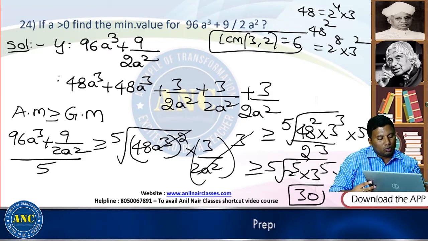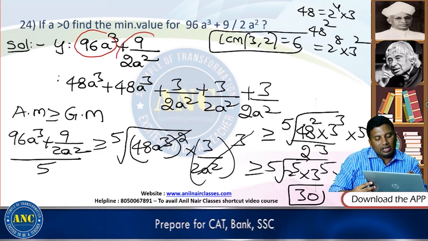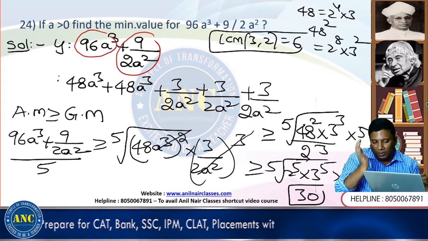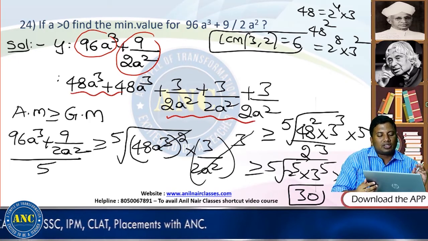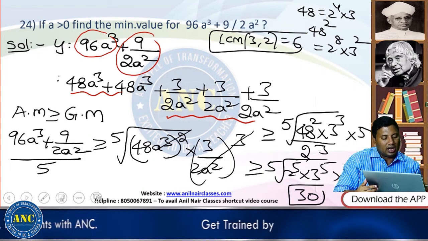Divide this into 2 parts, divide this into 2 parts, divide this into 3 parts. You will get this answer. If I divide this into 2 parts and this into 3 parts, A power 6 will get cancelled. 24. I hope it is clear. Another model.